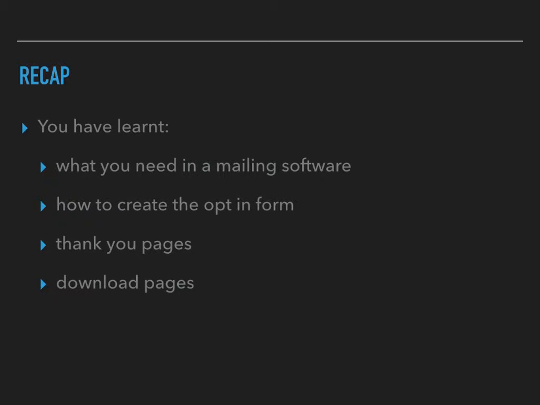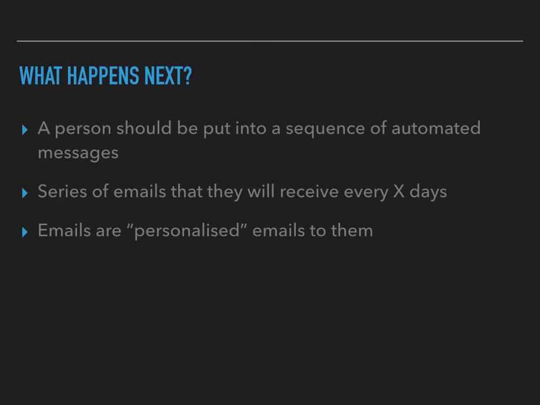So at this point, you have some visitors who have signed up for your mailing list. But now what do you do? Well, what should happen is the person should be put into a sequence of automated messages. And this is a series of emails that they will receive every X days.